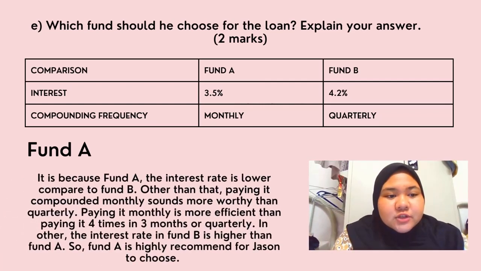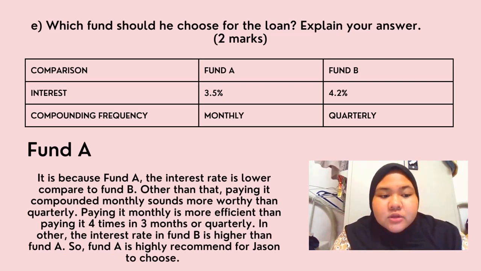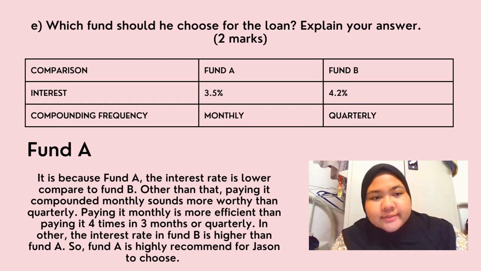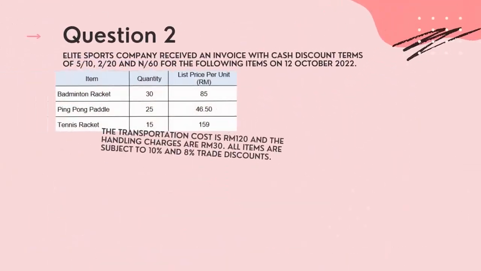The last question in question 1: which fund should he choose for the loan? Explain your answer. I will choose Fund A. It is because in Fund A, the interest rate is lower compared to Fund B. Other than that, paying it compounded monthly sounds more worthwhile than quarterly. Paying it monthly is more efficient than paying it 4 times in 3 months, or quarterly. In addition, the interest rate in Fund B is higher than Fund A. So, Fund A is highly recommended for Jason to choose.